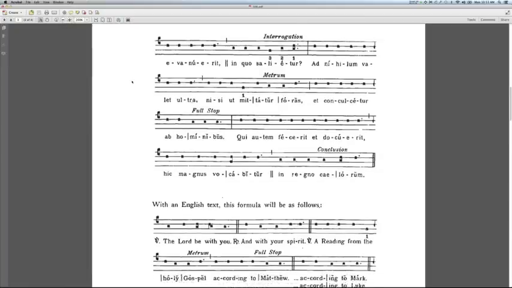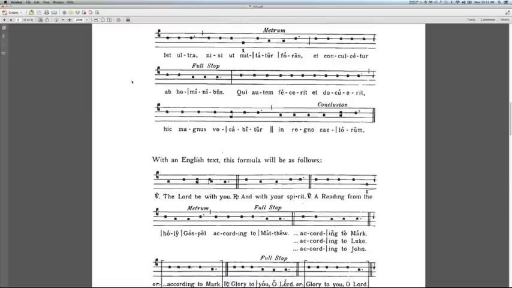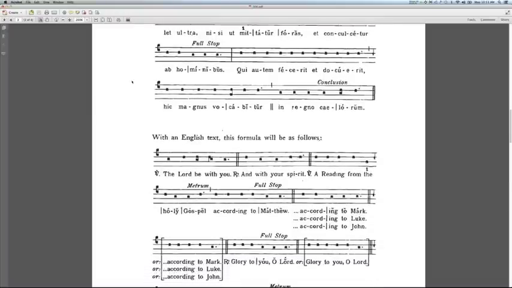The Lord be with you, and with your spirit. A reading from the Holy Gospel according to Matthew. And as you can see, it doesn't matter who it is.